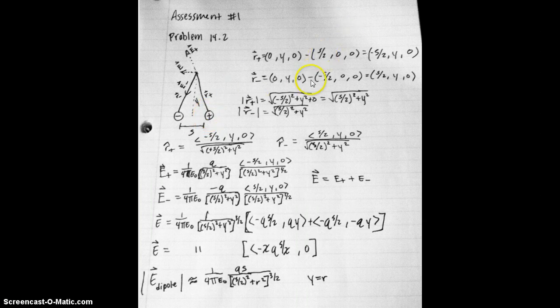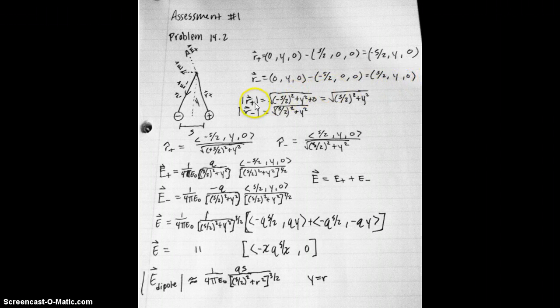And on the negative side, since it's on the negative, think of this as an x and y axis, it's on the negative x, so it's negative s over 2, no y, no z, so zeros. And you get, for your r plus, s over 2, negative s over 2, y 0, and your r negative would be s over 2, y 0.